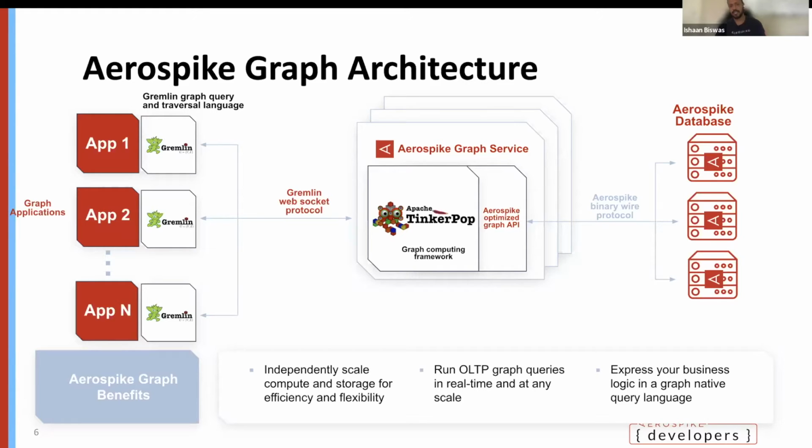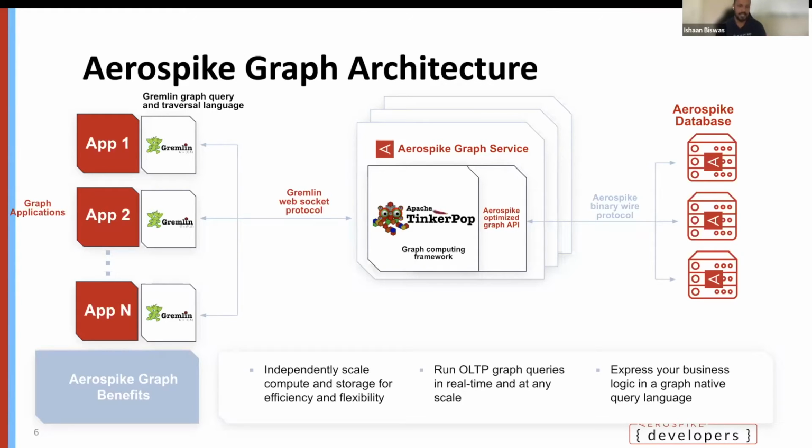The other interesting thing that comes out of this architecture is that you can independently scale both compute and storage. So for the Aerospike database, based on the data volume and the overall throughput that your database needs, you can scale that up and out. And that works pretty seamlessly. And that's a very mature database that's been in development for more than a decade now.